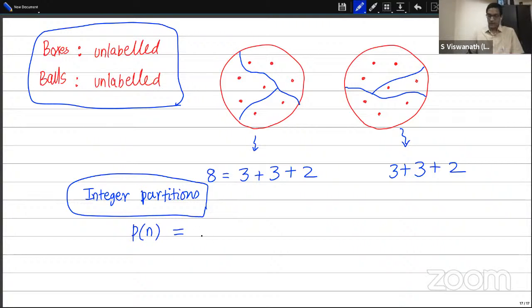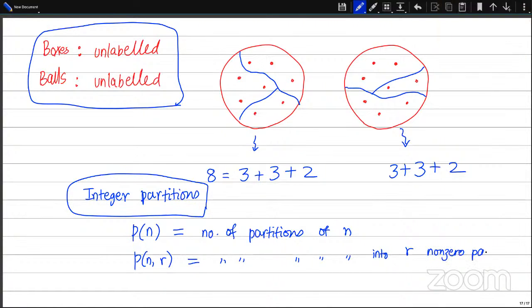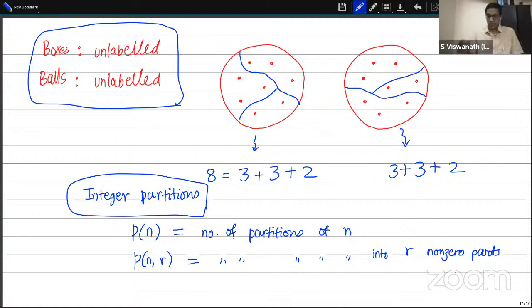So P of n is the total number of partitions of n without any restrictions. And you can also talk about P of n comma r, which is the number of partitions of the number n into r non-zero parts. So this is like our earlier example with set partitions. We want r boxes and every box should have at least one dot. That's what this r non-zero parts means.